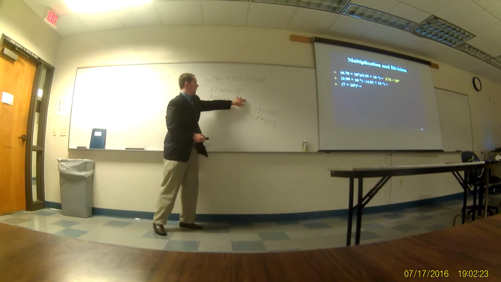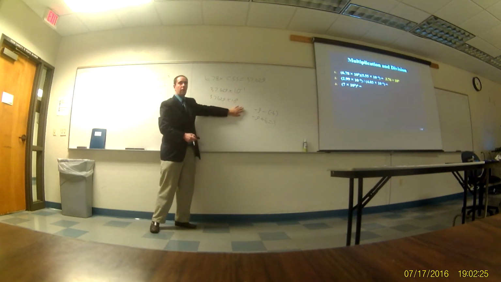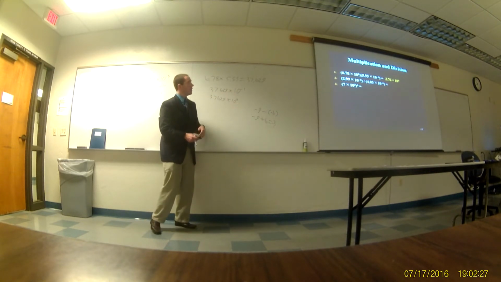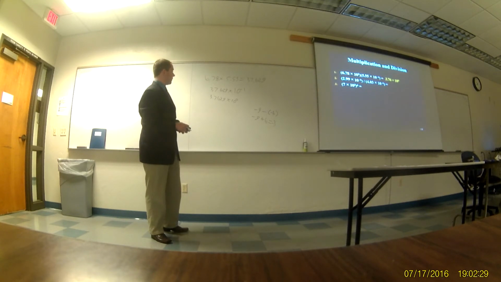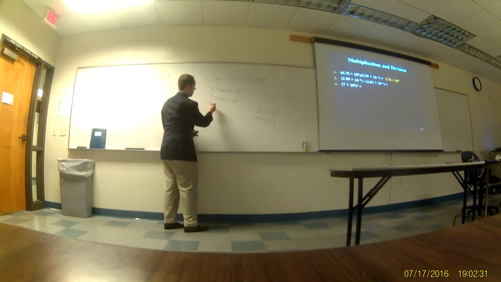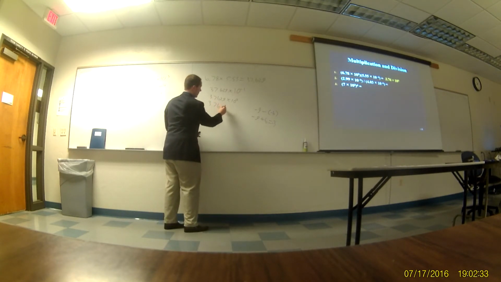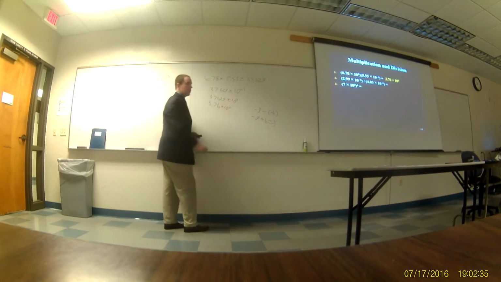So we're going to come back to here. I said this was wrong. What's wrong about it? Sig figs. How many sig figs should we have? 3. So it should be 3.76 times 10 to the 0.